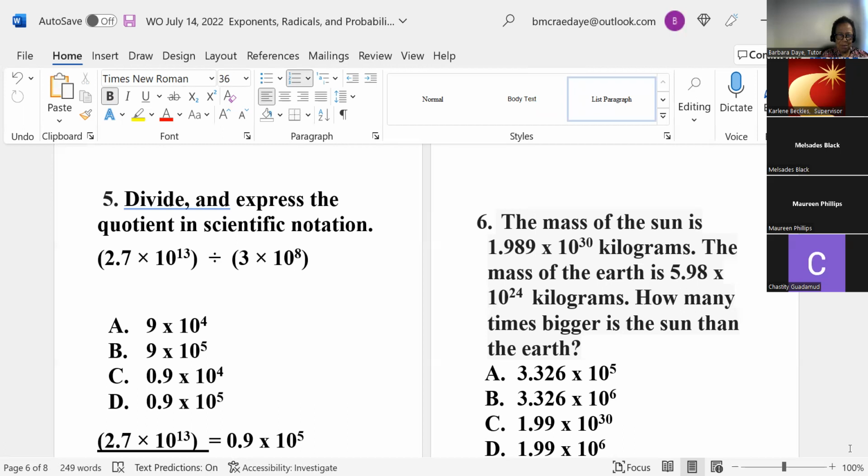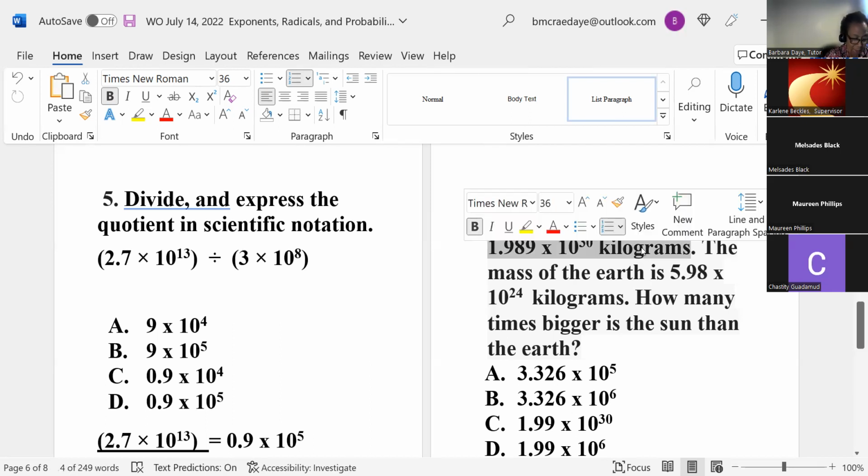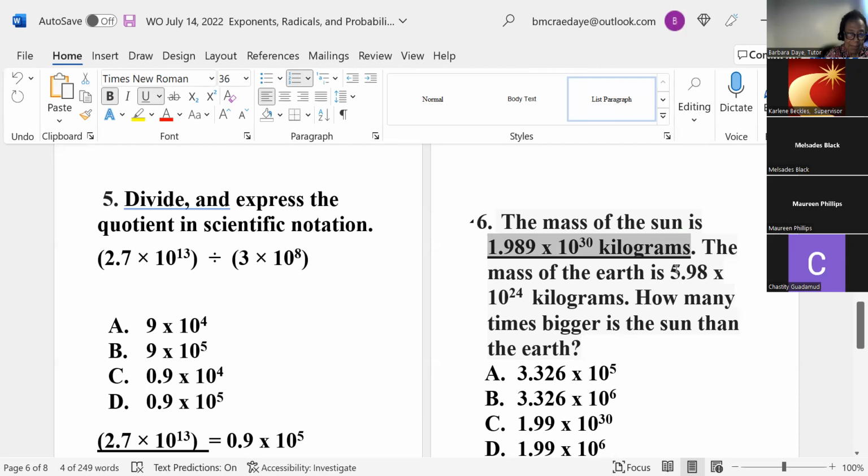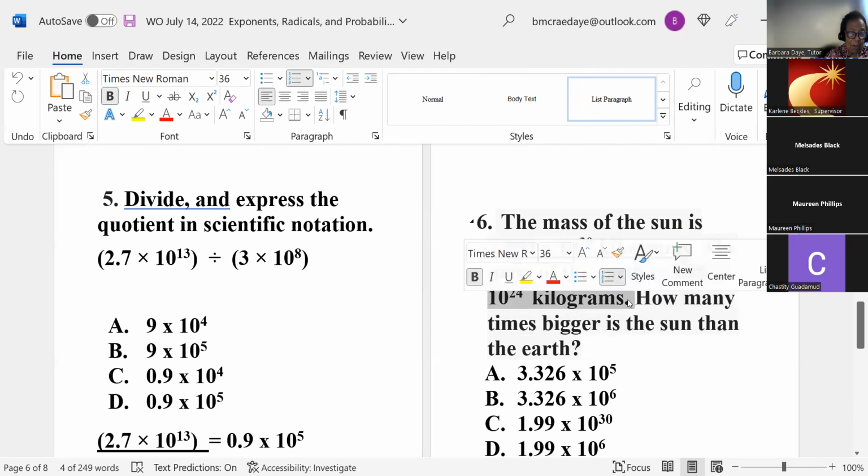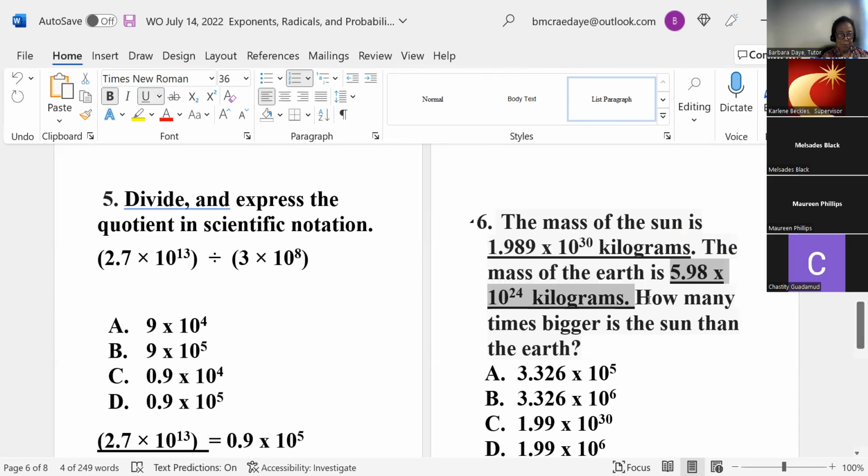Okay, so you got mass of the sun. Underline that. You got mass of the earth. Now, what operation would you use, Mercedes, to find how much bigger the sun is than the earth? I divide. That's right. You divide what?